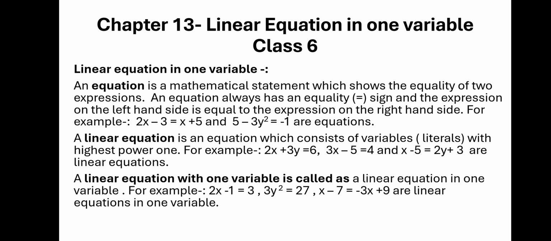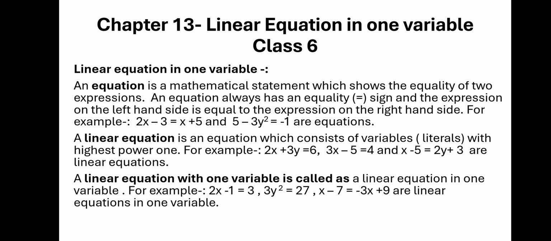A linear equation, what does that mean? A linear equation is an equation which consists of variables, that is literals, with highest power 1. For example, 2x plus 3y equal to 6. So x has 1 power, y also has 1 power. Then 3x minus 5 equal to 4 and x minus 5 equal to 2y plus 3. So all these variables have only 1 power. Are linear equations.